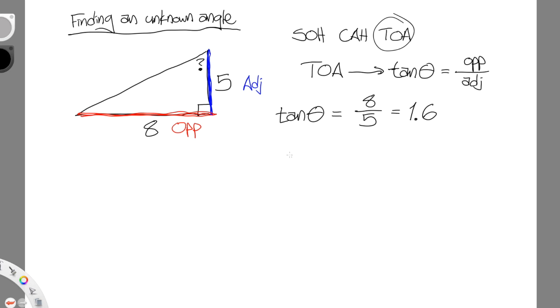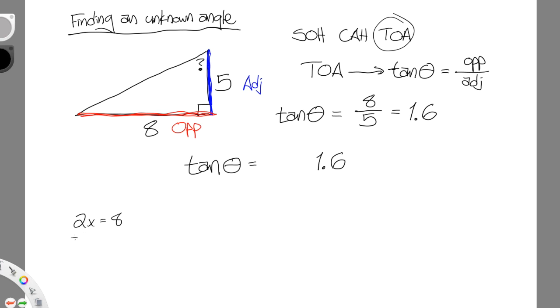So we have tangent of theta equals, and I'm going to leave a gap here for a reason you'll see in a minute, equals 1.6. So now we need to get that theta by itself. So when you have something like 2x equals 8, that x is multiplied by 2, so we need to unmultiply or divide both sides by 2 to get our answer of x equals 4.